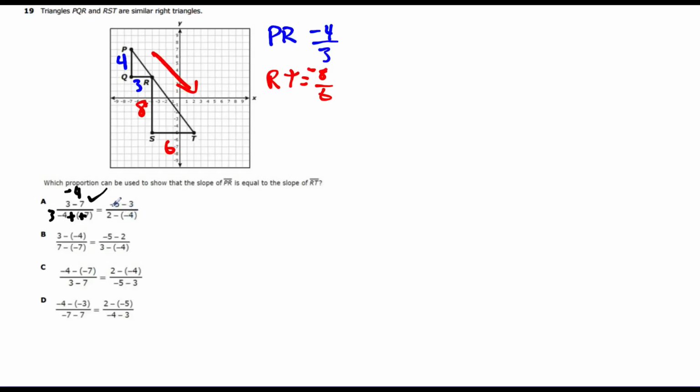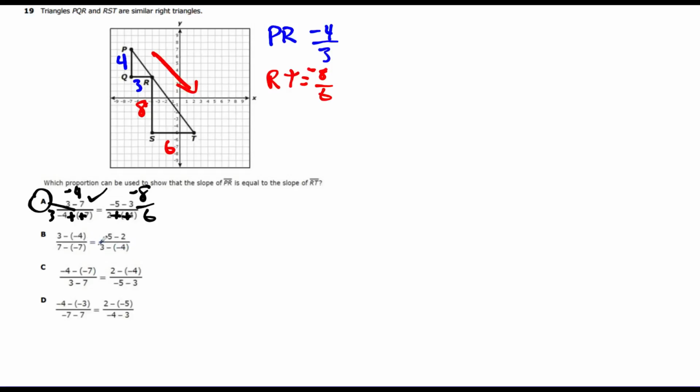So fingers crossed. All right, so negative 5, negative 3. Ooh, that's negative 8. This is looking good. Confident here. 2 minus negative 4 is the same as 2 plus 4. Hey, guess what? That's 8 over 6. So this gives us the two ratios that we found when we counted using our grid. So this is the correct answer.